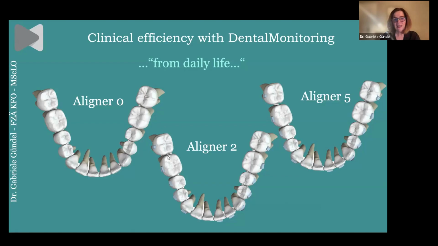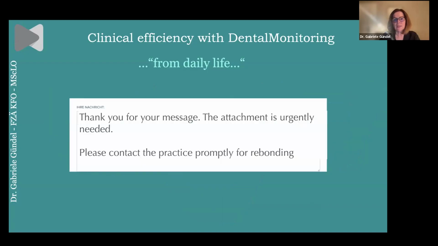So definitely, there must be an attachment here, lower, I thought it was lower right. So yes, we need all of our attachments in the lower arch to go on with distalizing the lower molars. So I get this information without calling the patient, without having him in the office, only with my dental monitoring and my approval. And here you can see the spaces. So my answer: thank you for your message. The attachment is urgently needed. Please contact the practice promptly for rebonding.